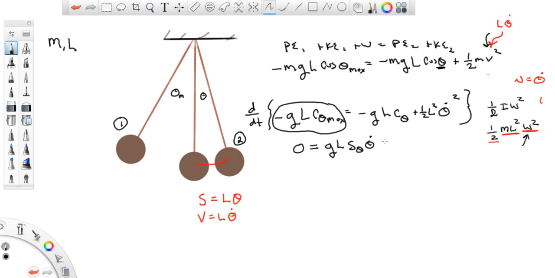Plus, now we look here. Now this is all constant, but we have to differentiate this, and that's theta dot squared. So that thing's time derivative, let's see, is L squared theta dot and then theta double dot. You have to differentiate that again. You have to chain rule it.